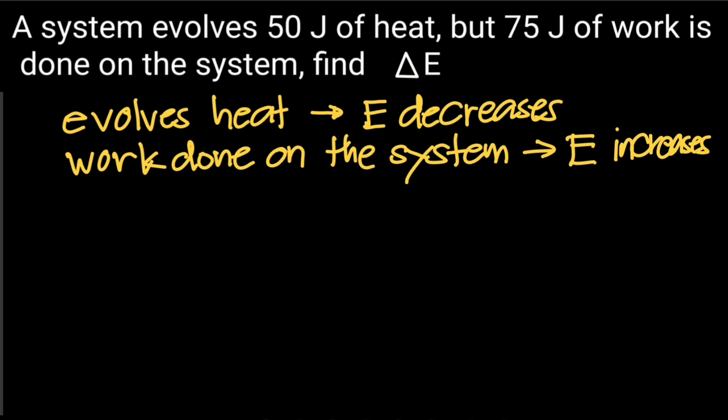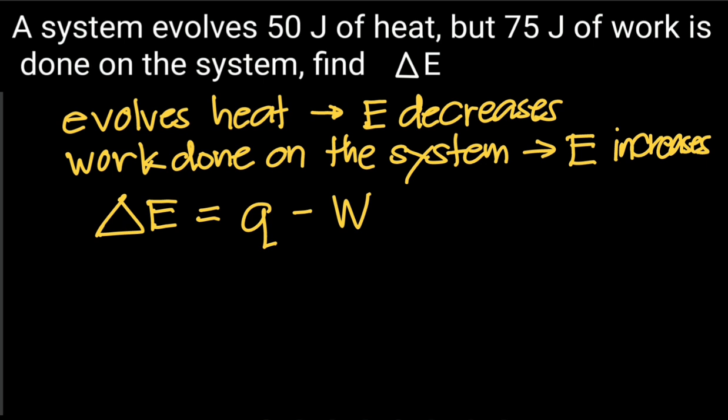Now let's identify the given in the problem. So we're given here 50 joules of heat and 75 joules of work. Now how do we solve for the change in internal energy? The change in internal energy is just equal to the heat minus the work. Now, what we're going to do next is plug in the given values of heat and work. But we have to take note of the sign of each of them.